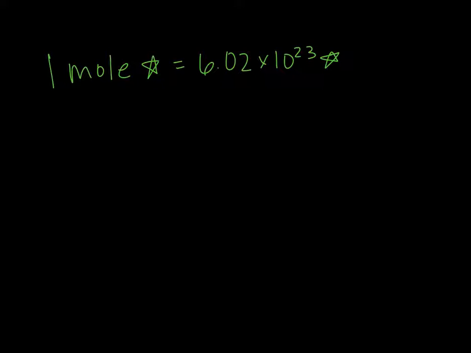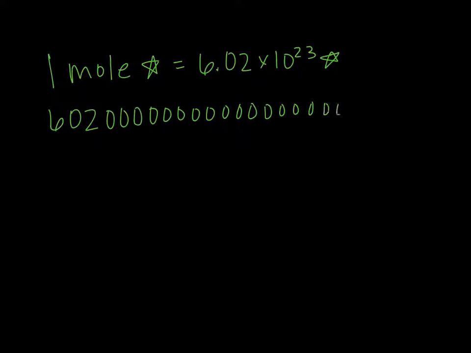Okay? It can sometimes be confusing, and so we're going to work with a dozen for a little bit and then move on to moles. But before we do that, I just want to show how big this is. 6.02, and then there's 21 more zeros. 3, 4, 5, 6, 7, 8, 9, 10, 11, 12, 13, 14, 15, 16, 17, 18, 19, 20, 21. So this is a very, very big number.